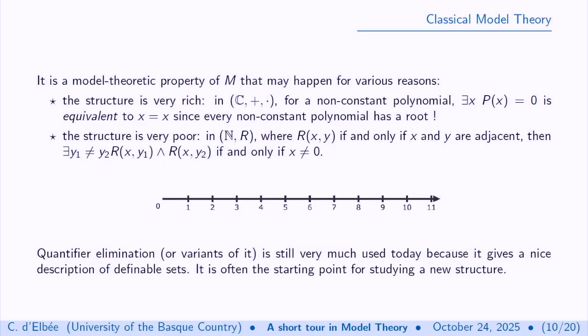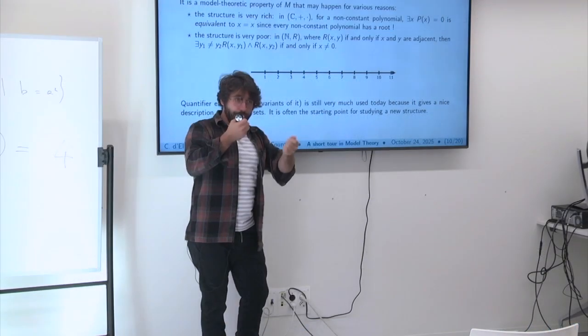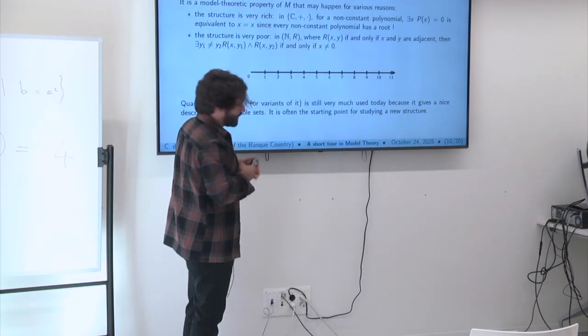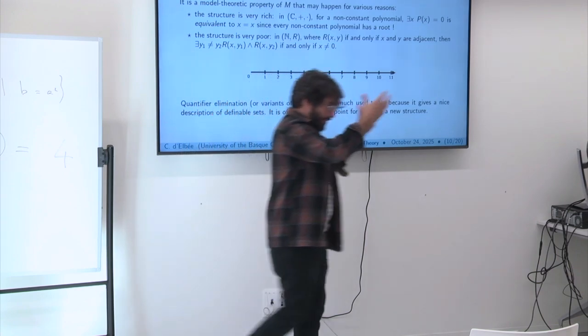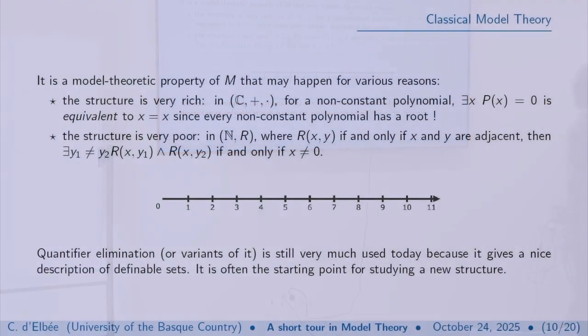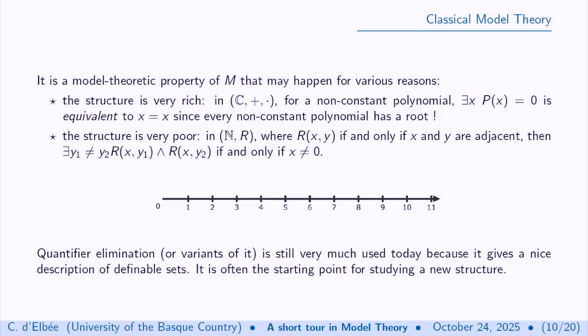And on the other side, if the structure is very poor, it can also witness this sort of quantifier elimination phenomenon. Here I gave you an example. You take this line and you put a graph structure on it. What's a graph? It's a set of points, a cloud of points in which you decide to put relations or not. You just say that those two are related or they are not related.